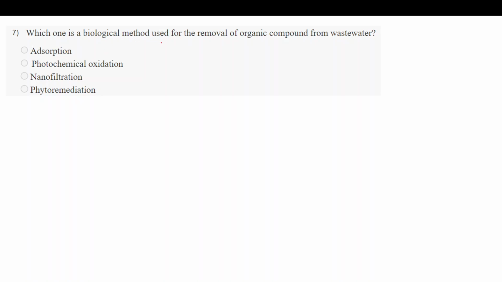Okay, let me give you a hint. In this question you are asked, based on the type of process, out of the number of processes that might be used for organic compounds to be removed from wastewater, there could be different types of process, physical or physicochemical process, or biological process, right?